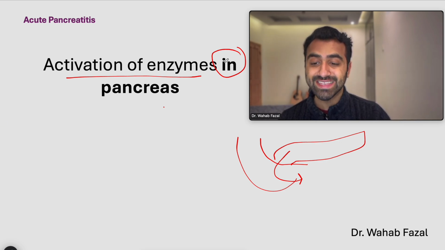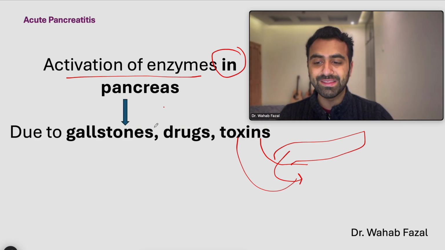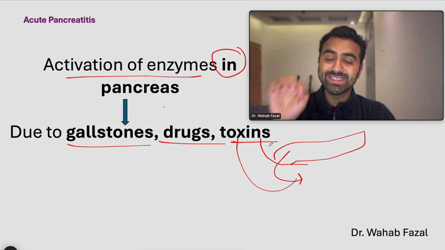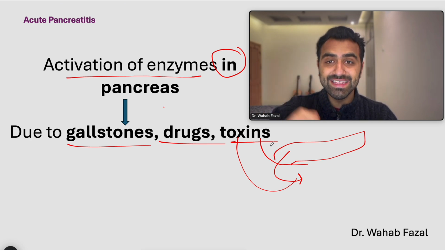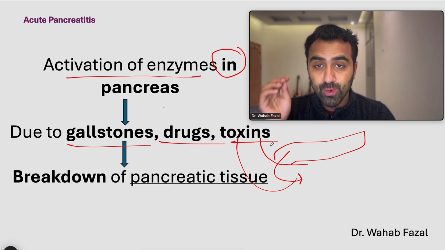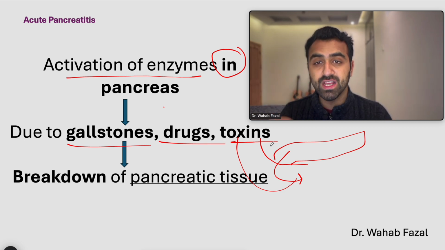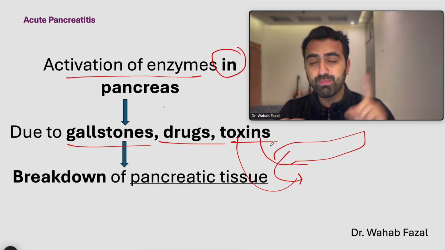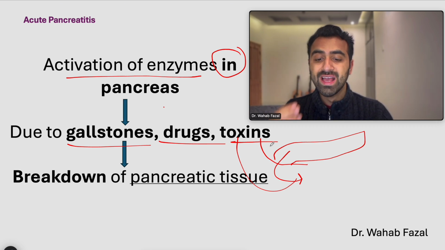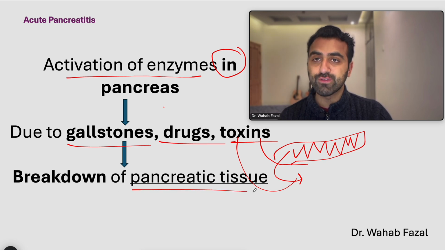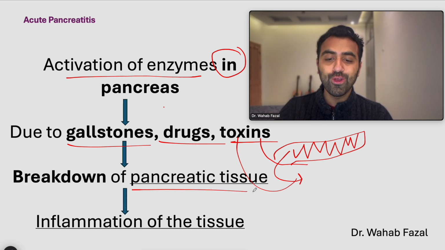But why does this happen inside the pancreas? This is where all of those causes come in. The I GET SMASHED causes like gallstones, drugs, toxins cause that enzyme to get activated early inside the pancreas. What does that lead to? Well, it leads to breakdown of the tissue. These enzymes are amazing at digesting our food. They're amazing at digesting protein, fats, every type of soft tissue. So that's exactly what they do. They start destroying the pancreatic tissue. And this destruction of the pancreatic tissue leads to what we call pancreatitis, inflammation of the pancreatic tissue.